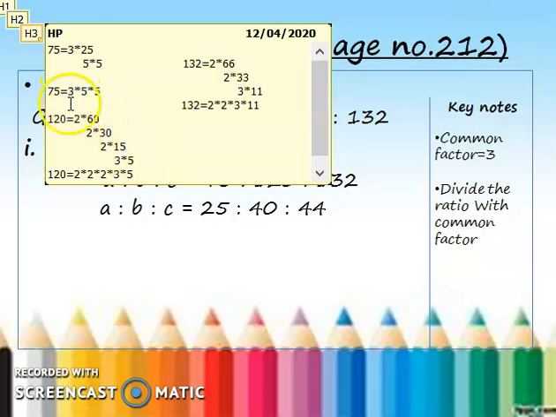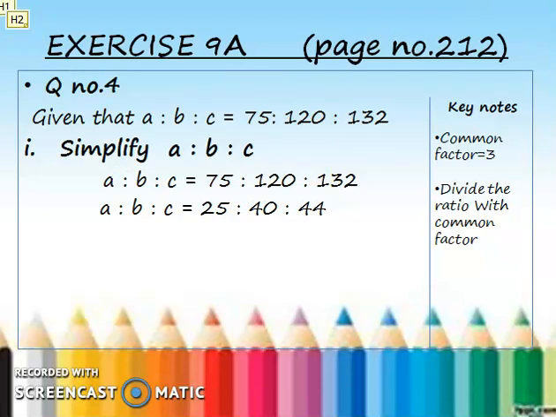Here you can see 3 is here, 3 is here, 3 is here. 2 is not here, but 2 is common in both of these. And 5 is here, but 5 is not in the factors of 132. So it means that 3 is common in all these three numbers, the common factor is 3. Clear? Okay, you can write the key note in your notebook that the common factor is 3.